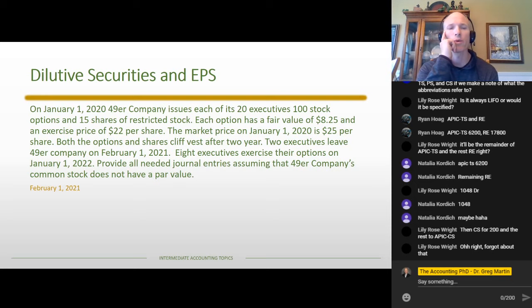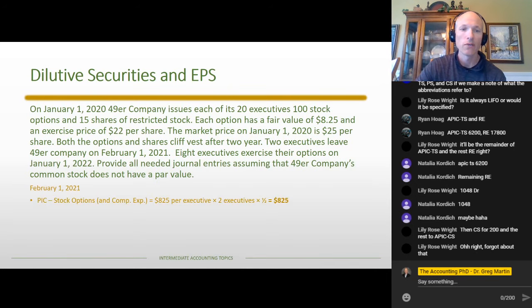Okay, so on February 1st, 2021, 2 executives leave, and we've got to figure out what to do about those 2 executives. First, we have our paid-in capital stock options and any related compensation expense for those stock options. So I'm keeping those two together and saying, okay, in total they have $825. That's the value of the stock options. Of course, there are 2 executives. But with the stock options, remember, we have to think about what we have recognized. And the only thing that we've recognized is half of their total compensation. And so we did not recognize the full amount yet.